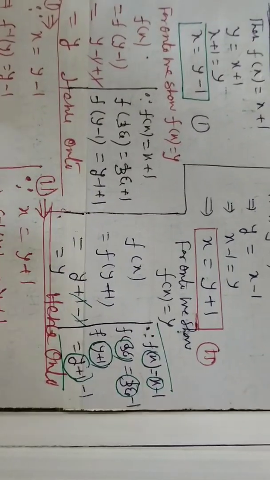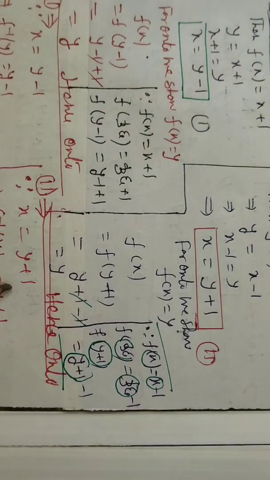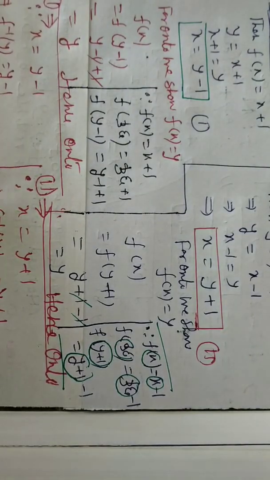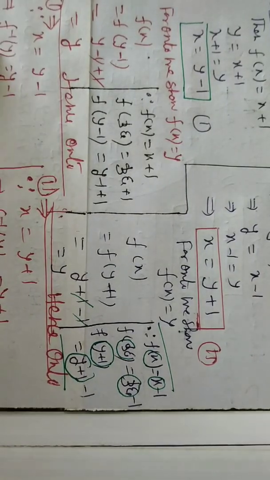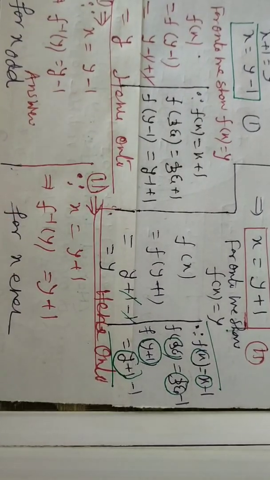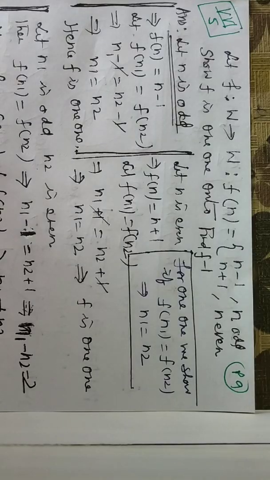Now onto, so x is equal to y minus 1, x is equal to y plus 1. x is equal to f inverse y. Or here also x is equal to f inverse y. So for x odd we have got the inverse function. Again for x even we have got the inverse function. Over.